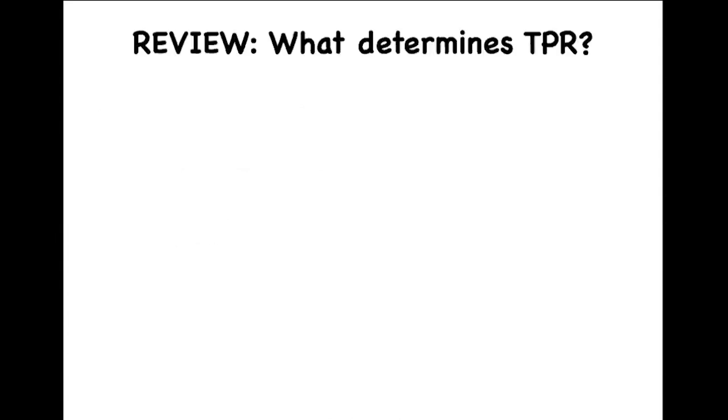Let's review. Remember what determines the total peripheral resistance? There are three factors. See if you can name them. Blood viscosity, vessel length and the diameter of the vessel.